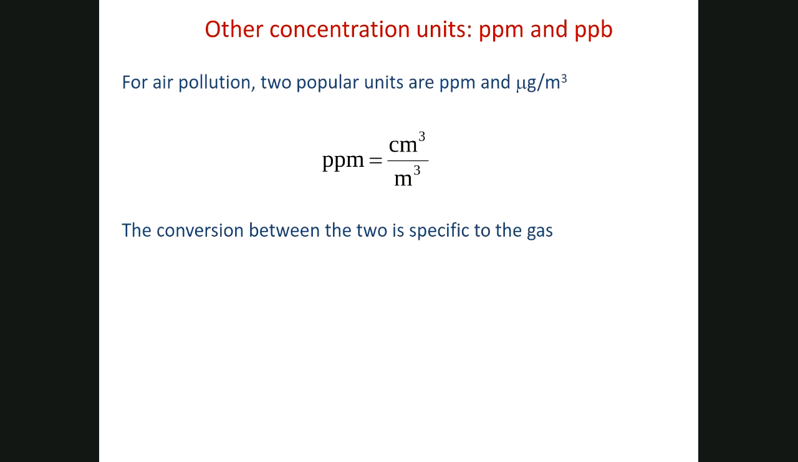For air pollution, things are slightly more difficult, and that is because a popular unit in measuring air pollution is cubic centimeters per cubic meter, ppm. And another popular unit in air pollution is micrograms per cubic meter, and you will see many environmental standards, air pollution standards, set in micrograms per cubic meter. And the relation between the two of them is specific to the gas you're looking at. So 1 ppm is 1 cubic centimeter per cubic meter.